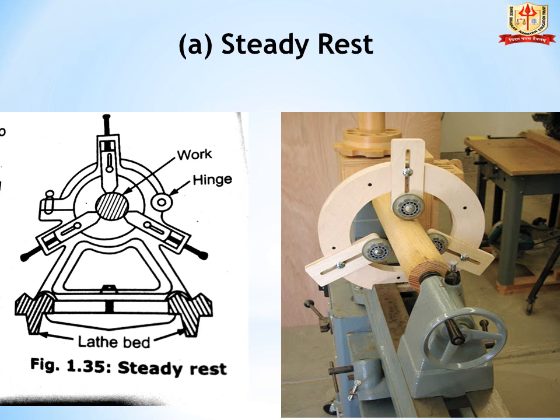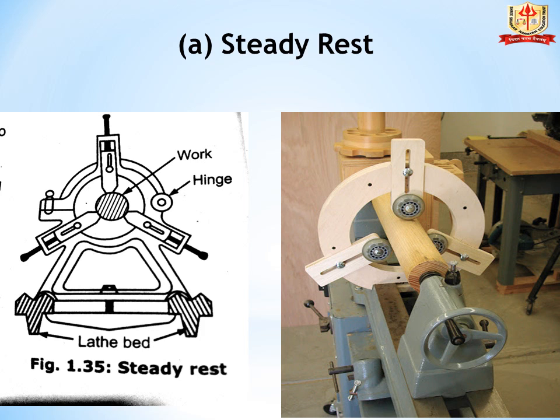Now we study the steady rest. In the diagram, on left hand side there is a 2D diagram. In the steady rest, at the center there is a hatched circle, and there are 3 jaws, and at the hinge this steady rest is mounted on the bed. On the right hand side we see the 3D view of the steady rest. This is a steady rest which supports the workpiece. Steady rest is also called a center rest.